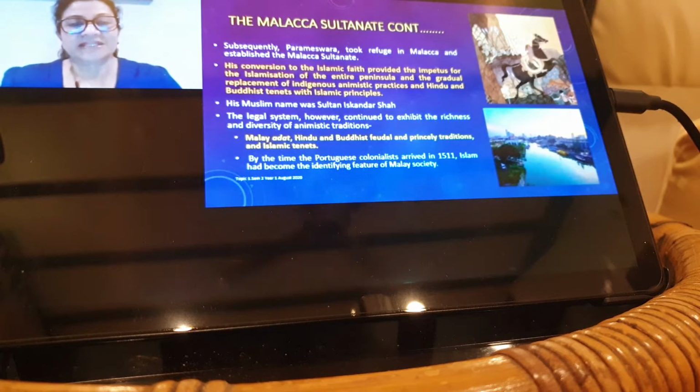Now, by the time the Portuguese, that is the first foreign power, came to Malaya, and namely came to Malacca, in 1511, Islam had become the identifying feature of Malay society in Malacca.